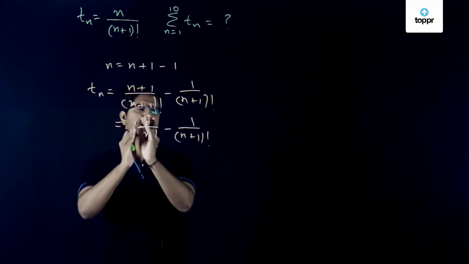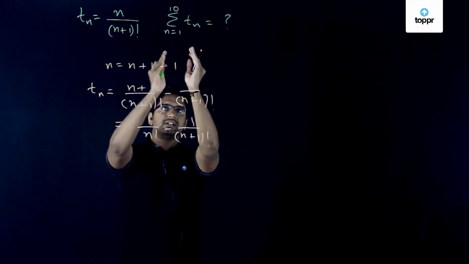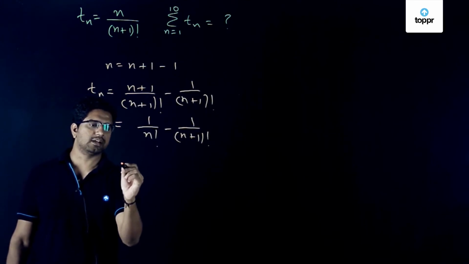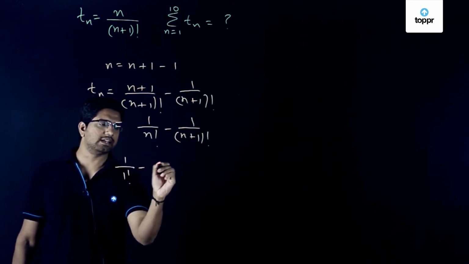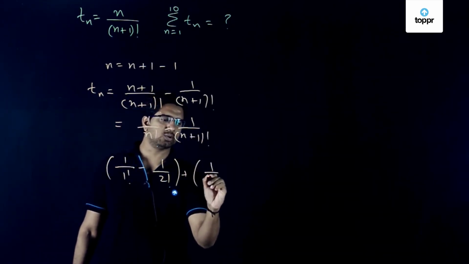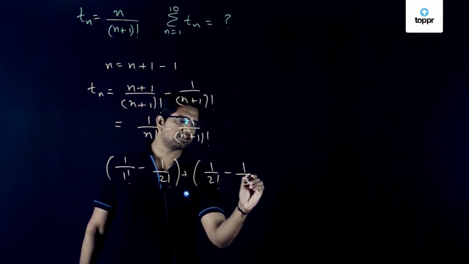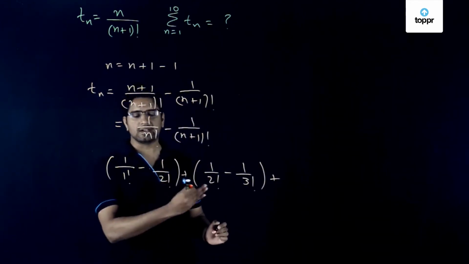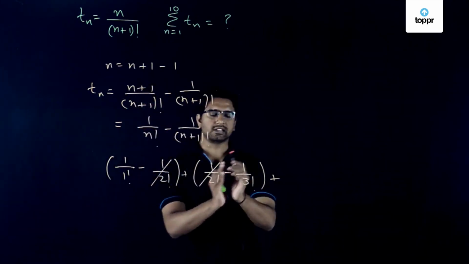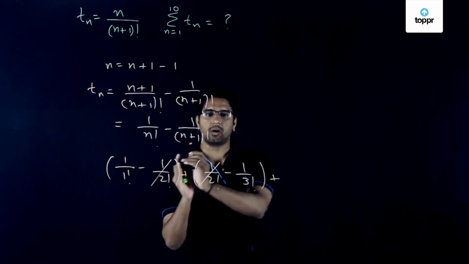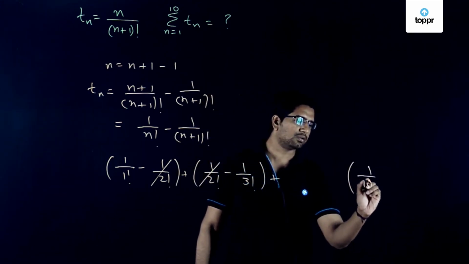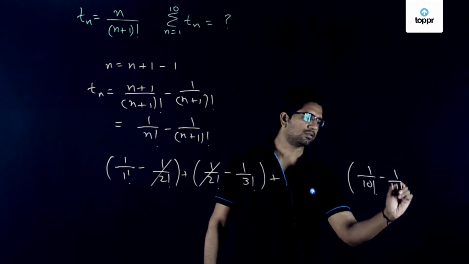So in this case, when we add consecutive terms, let us just write down a few terms and see what happens. The first term becomes 1 by 1 factorial minus 1 by 2 factorial, and the second term becomes 1 by 2 factorial minus 1 by 3 factorial, and so on. As you can see clearly, the 1 by 2 factorial terms get cancelled out, and similarly the remaining terms also get cancelled out, and the final term which we will obtain would be 1 by 10 factorial minus 1 by 11 factorial.